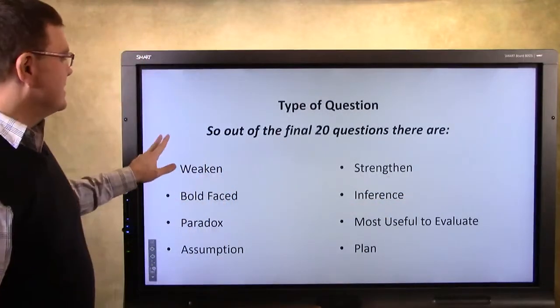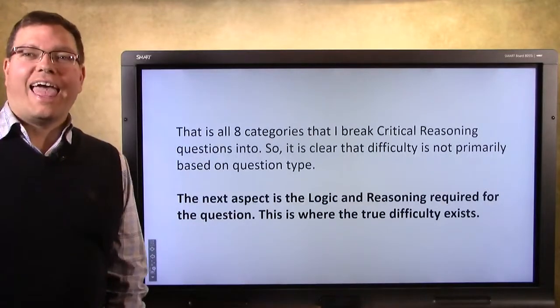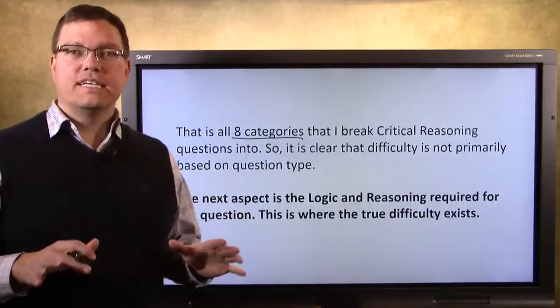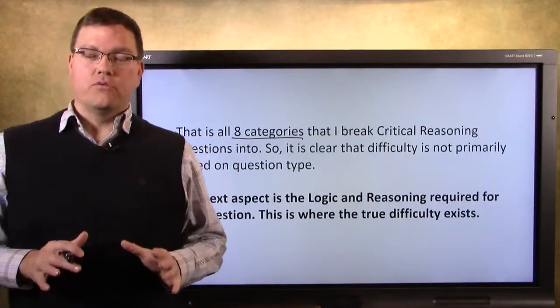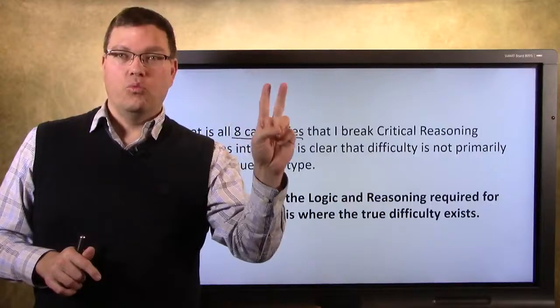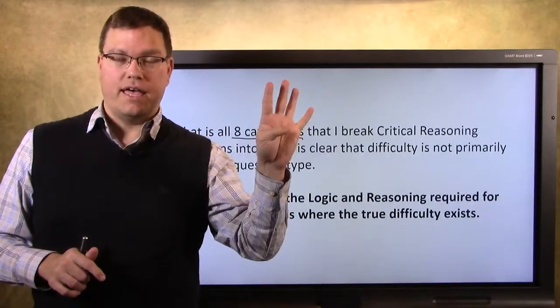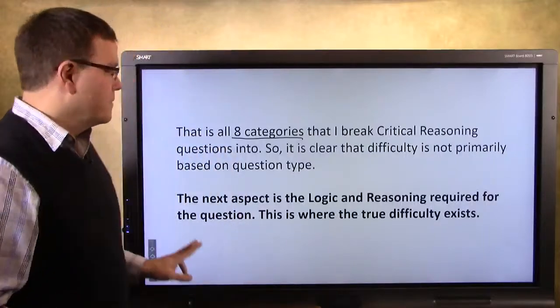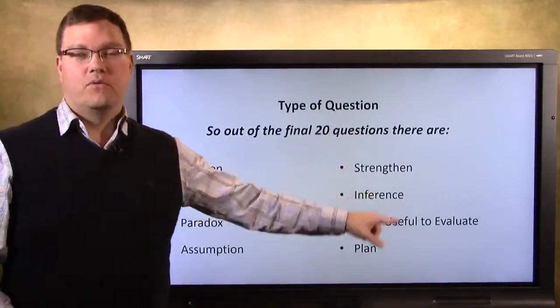And you know what that means? That's all 8 of the categories that I break critical reasoning down into. I break critical reasoning down into SWAM and then BIPP: strengthen, weaken, assumption, most useful to evaluate, boldface, inference, paradox, and plan. All 8 of them right there.